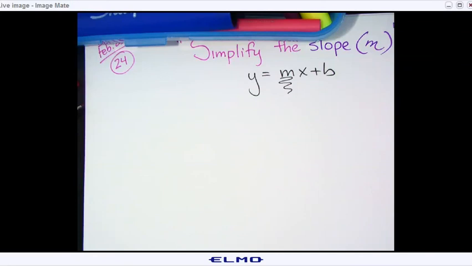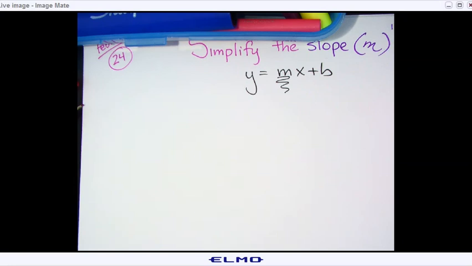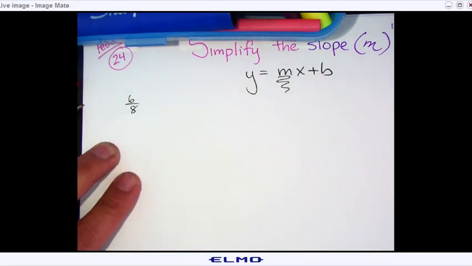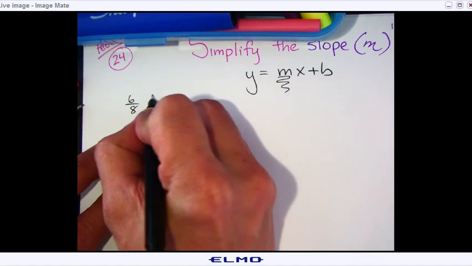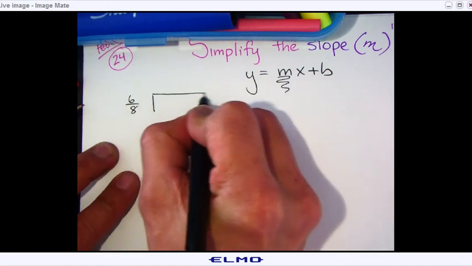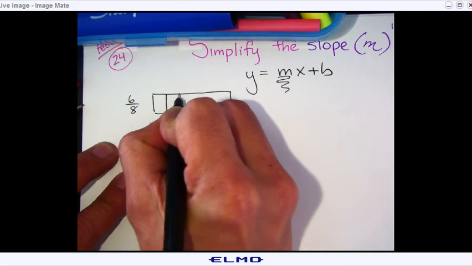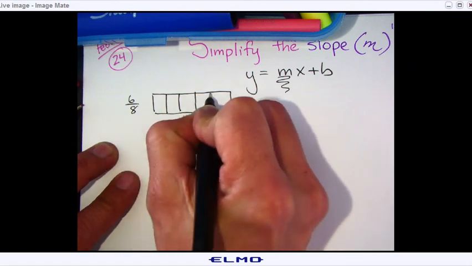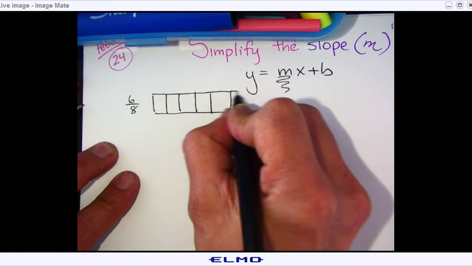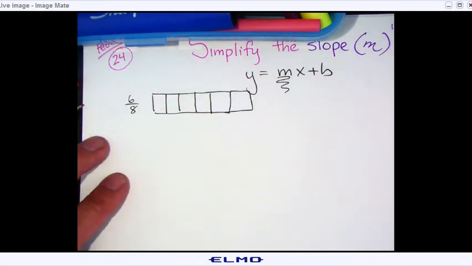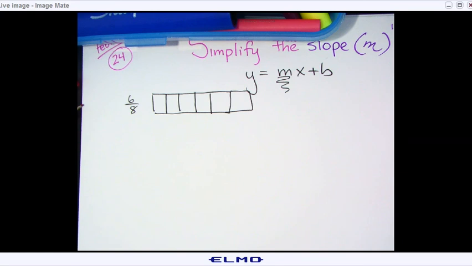All right. So what do you mean by simplify? Remember, simplify is when we have a fraction. So let's say we have 6/8. Okay. And 6/8 means 6 pieces out of 8. 1, 2, 3, 4, 5, 6. They should be the same amount of the same portion, right?